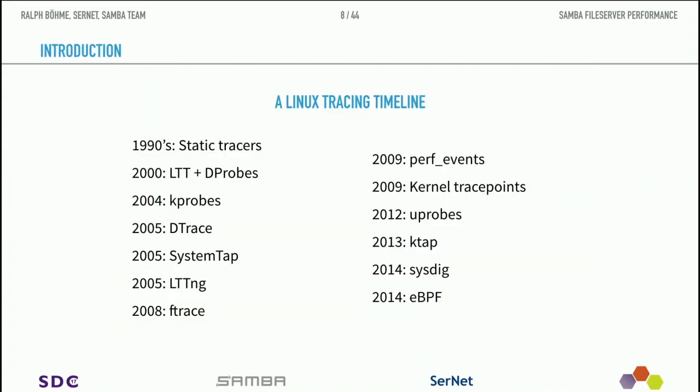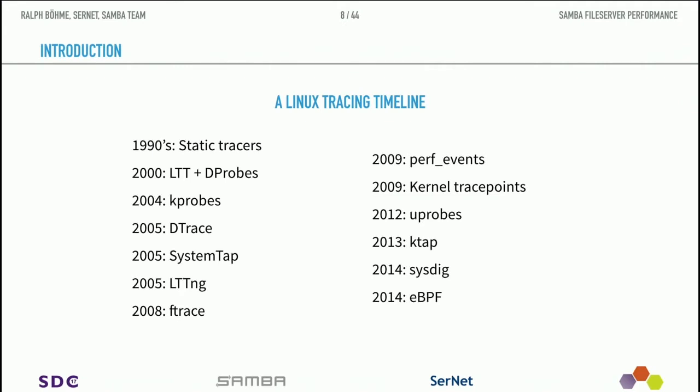So, just a brief Linux tracing timeline. While I was at it, I collected the dates. At the beginning, in the 90s, there were the static tracers, proc, ftrace, and that was essentially it. And then it started in 2000 with LTT, then it went on, kprobes, which is already one of the guys that is out of the kernel again, or at least deprecated as far as I remember. Then we had DTrace, of course not on Linux at that time, but for Solaris, but I wanted to mention that because it was kind of the benchmark for tracing tools. And then it went on and on, and one tracing tool piled up on the other, SystemTap, LTTng, Ftrace, and so on and so on.